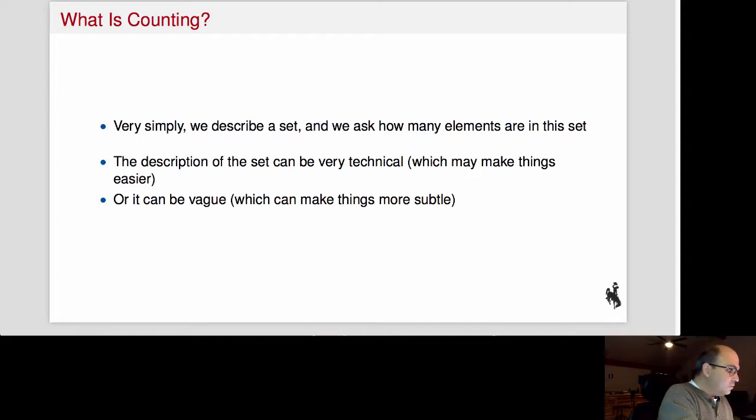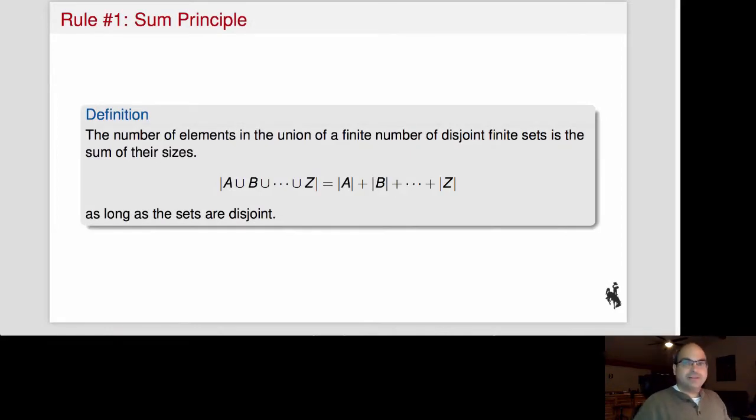Okay? So to do this, to count elements in a set, we actually have just a handful of techniques. And our job is going to be to try to apply those techniques to solve different kinds of problems. So let's talk about the techniques that we have. Now, the first one is fairly obvious, okay?